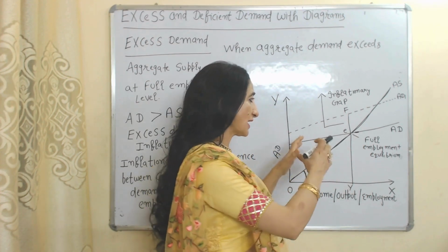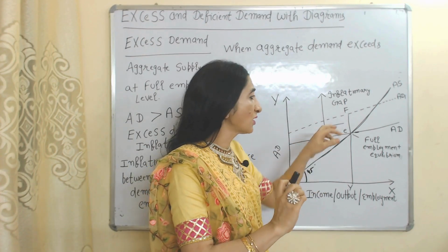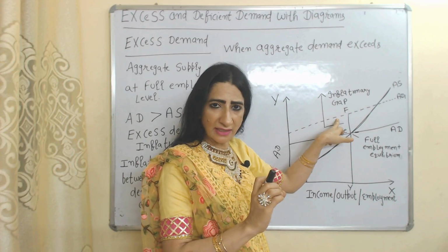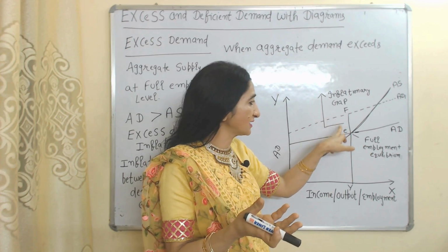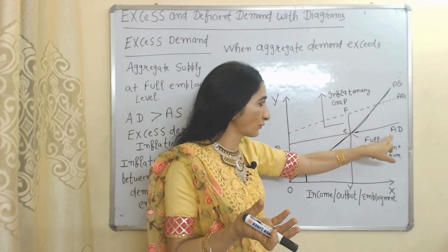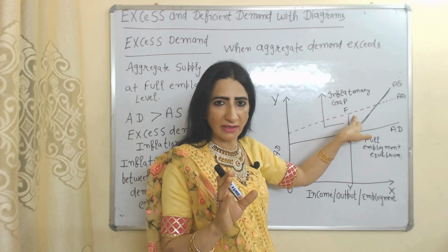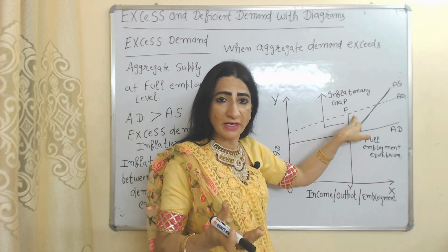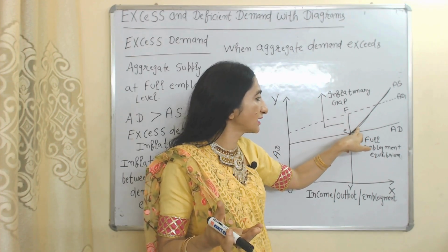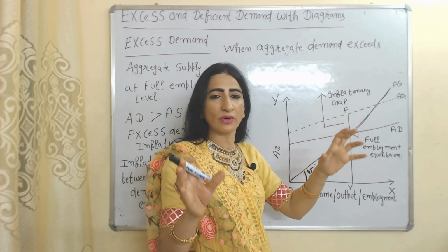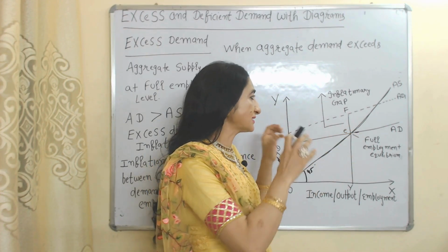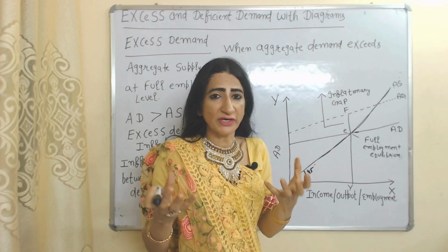Now suppose aggregate supply is constant, only aggregate demand increases. As aggregate demand increases, aggregate demand curve shifts forward from AD to AD1. This is our new aggregate demand curve, which shows aggregate demand is more than aggregate supply. So it will be called excess demand. And this excess demand creates inflationary gap.